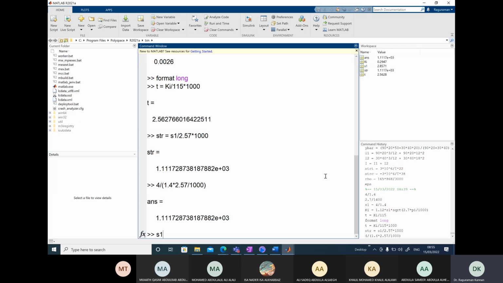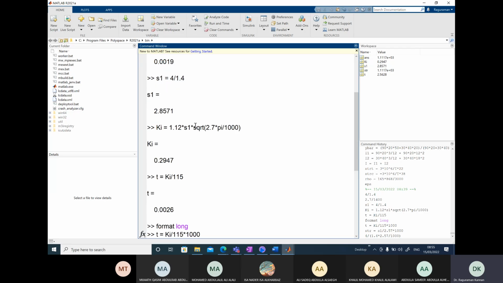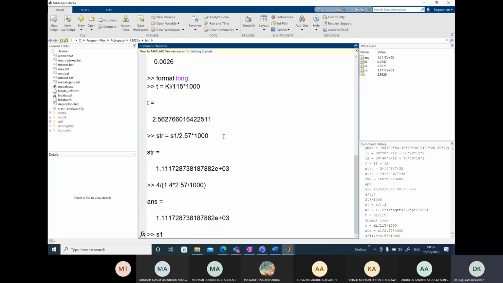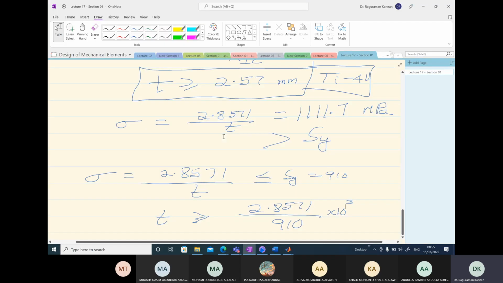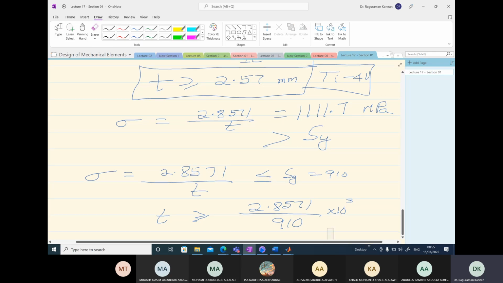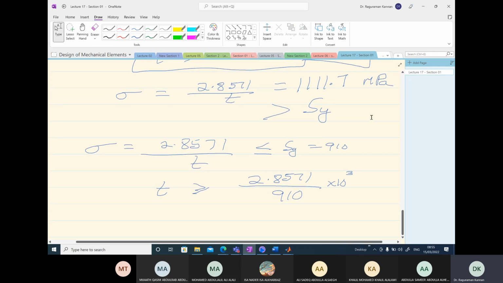S1 is 2.8571 multiply by 1000 and divide by 910. We get the value of thickness 3.14 millimeters. So maybe we need to go for a thickness 3.14 millimeters, T greater than or equal to 3.14 millimeters. So this should be the thickness here.